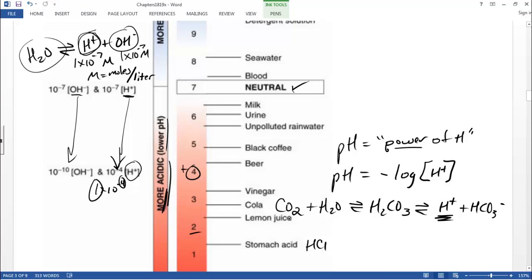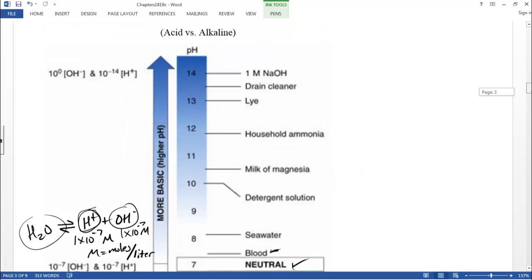Okay, so all this carbonated soda makes the solution acidic. Cool. And then there's vinegar and beer, black coffee and stuff. Okay, so now the pH is actually getting closer to neutral, and that's where blood is. Pretty close to neutrality. Slightly alkaline. So alkaline means the pH is above 7. It's somewhat basic, not acidic.